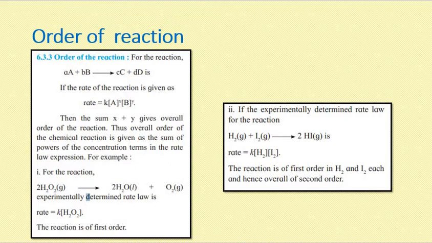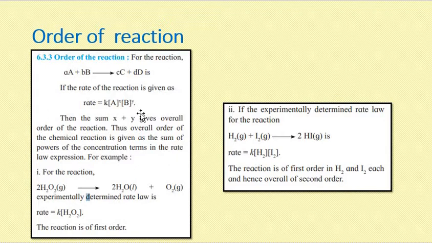Now let's talk about order of reaction. Again, let's suppose I have taken a general chemical equation having reactants A and B transforming into products C and D. Let's write the rate for this equation: rate is equal to K multiplied by concentration of A raised to power x multiplied by concentration of B raised to power y. The sum of the exponents x and y raised on the reactants A and B would give me the order of reaction.